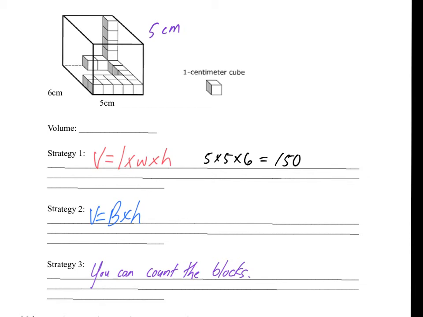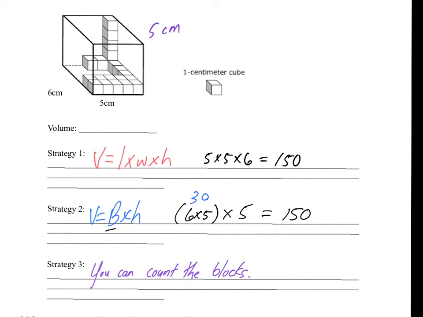For strategy 2, it's big B times H. Now, big B is the area of the base. So, in particular, that's the 6 times 5, which is 30, times the height, which is 5, which, again, gives us 150. And our third strategy that we could use here would be to count the blocks. Now, in this example, it really doesn't work out that well because all the blocks are not drawn in. So if we only count what's available, we are going to be way off of the 150 block answer.